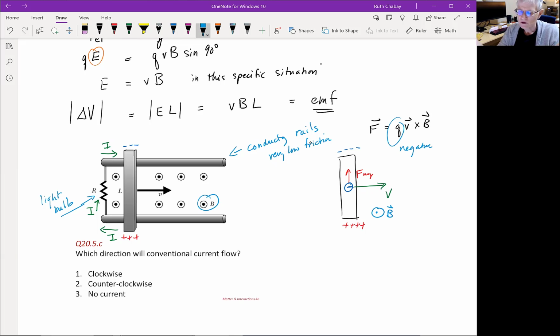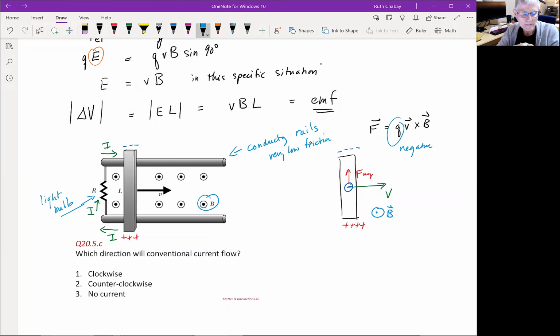And that means the light bulb, so we've got this conventional current flowing clockwise, and that means the light bulb will light, which is kind of interesting. So this looks exactly like an electric circuit powered by a battery, except actually we've got this motional EMF polarizing the bar and acting like a battery.